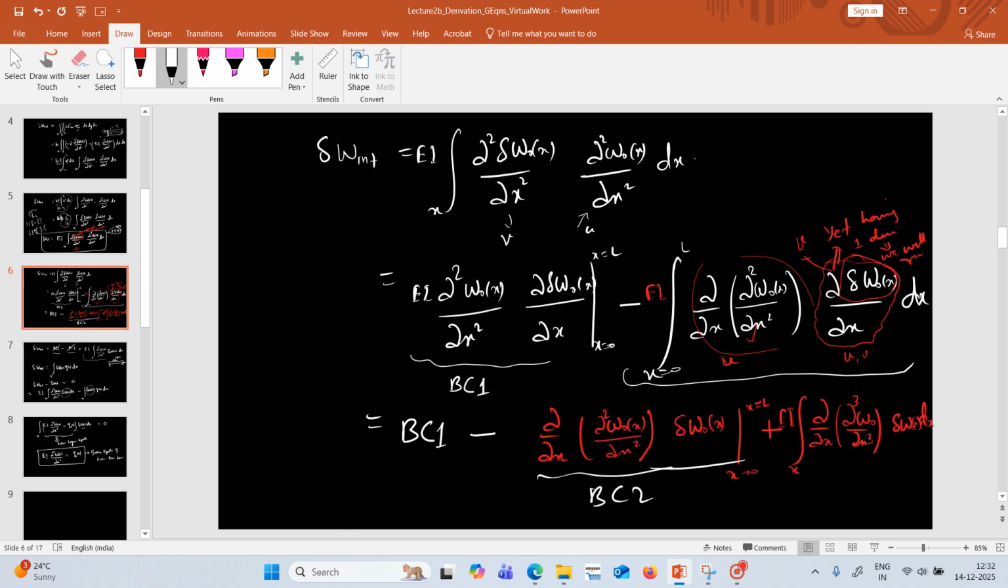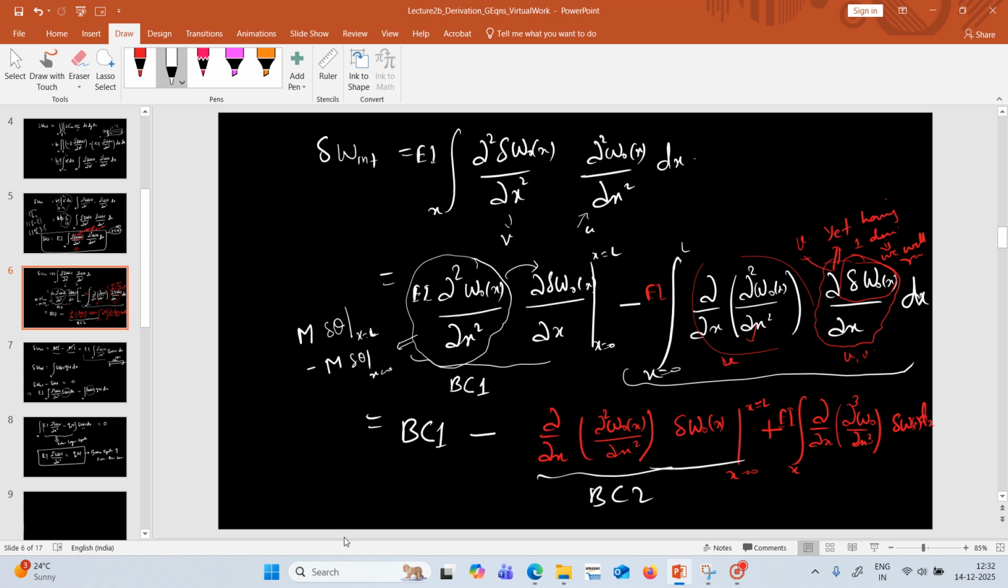If you see here, EI del 2 w by del x square is the bending moment, at x equals 0 and x equals L. Corresponding to that, del w naught by del x is the rotation theta. So moment and rotation at x equals L, minus moment and rotation at x equals 0. So both position L and theta.